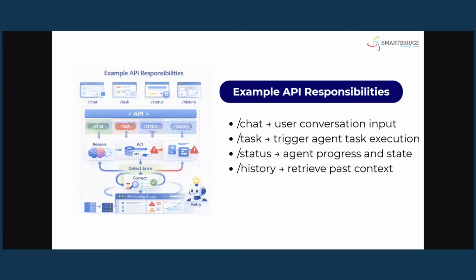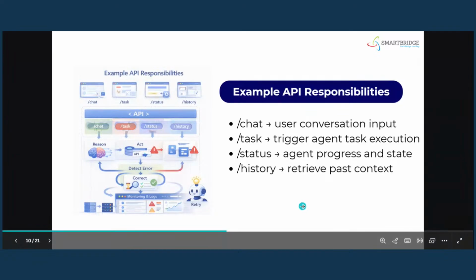Again, we have status. Status means the state the agent is in, whether it is working, completed or failed. History means retrieving the past context, that means remembering the previous data and continuing from it. I hope everyone understood these different API responsibilities and types, right?